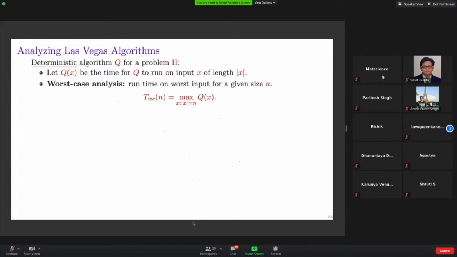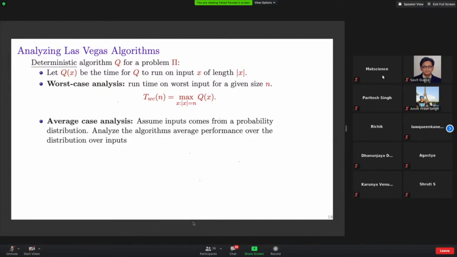Then how we define the worst case running time of my algorithm is T of n equal to the maximum of Q of x, where x is of length n, right? So you look at all the inputs of length n, and what is the maximum running time on any of these inputs you can have, and that is your worst case analysis. Okay, worst case running time.